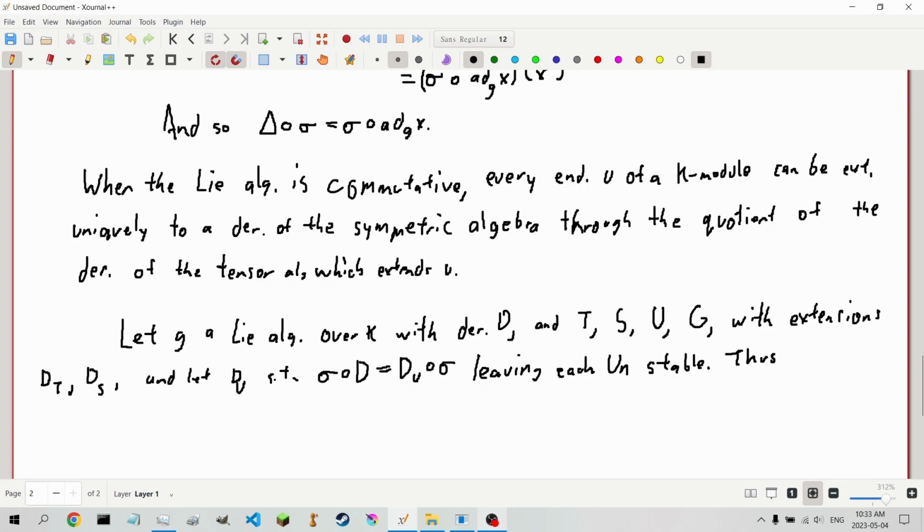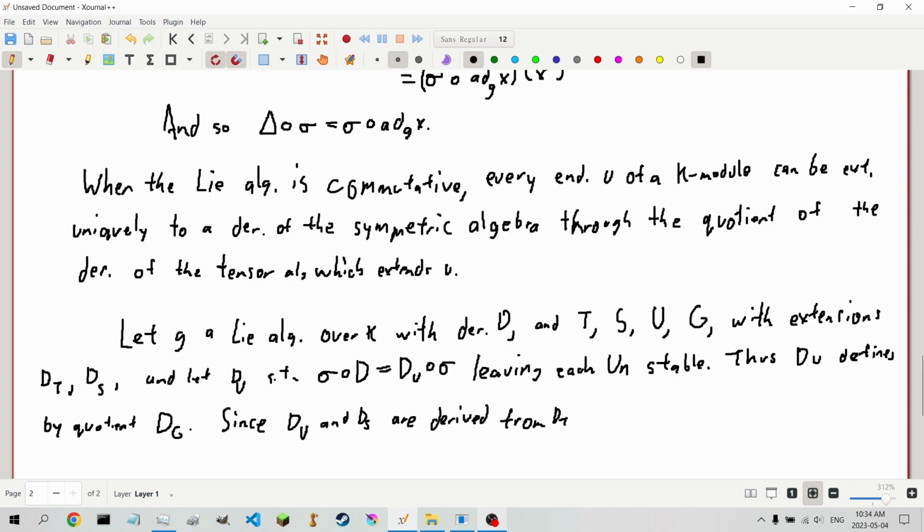Thus, we see that dU defines by quotient a derivation dG on G, and since we got both dU and dS, these are derived from our dT by quotient.